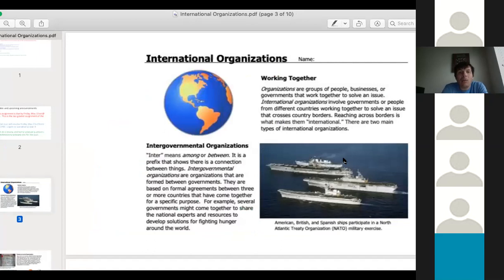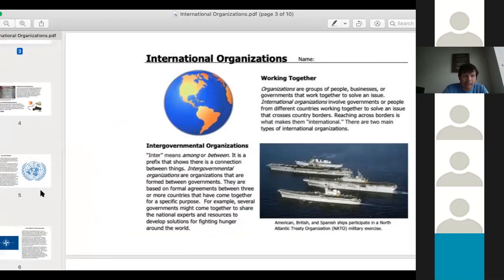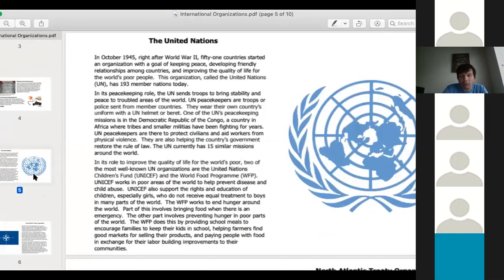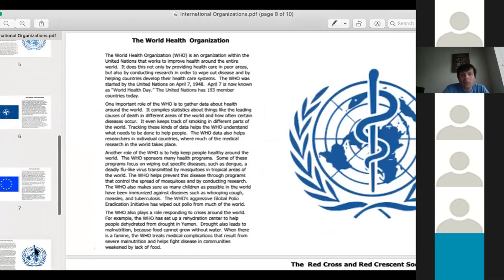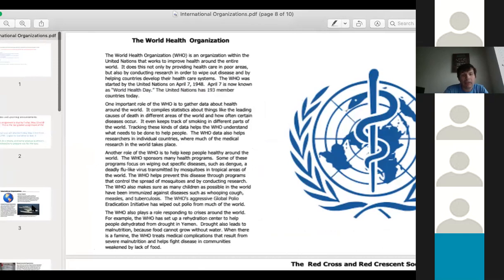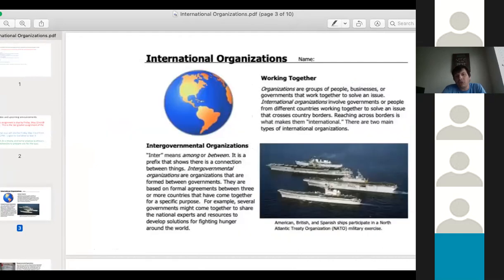So what we're going to do, you guys will look here. We're going to learn about what international organizations are. Some of these you've heard of because they've been in the news a lot. You've probably heard of the United Nations before. I would hope you've heard of the World Health Organization. They've been in the news quite a bit over the last few months because of the COVID-19 outbreak. So we're going to learn what these organizations are, what they do, how they work, all that kind of fun stuff.